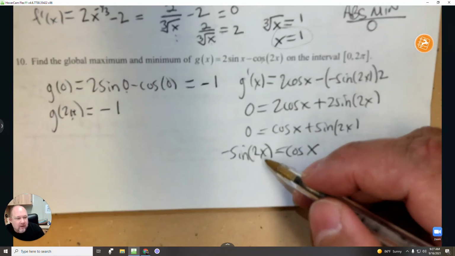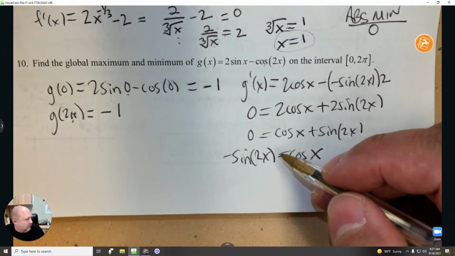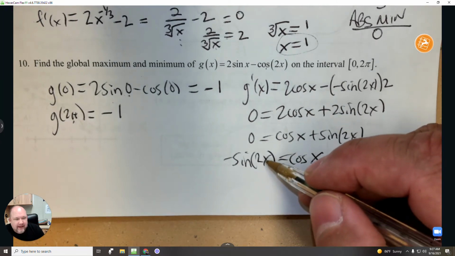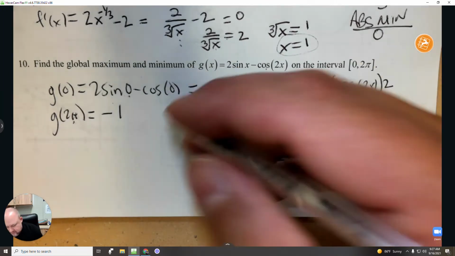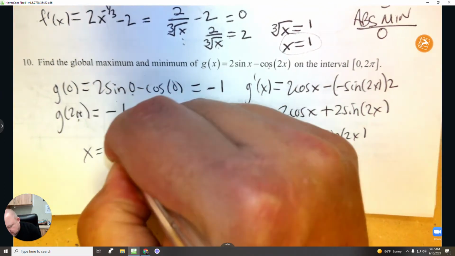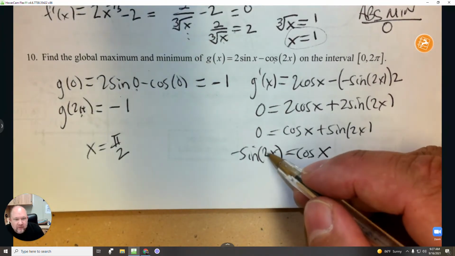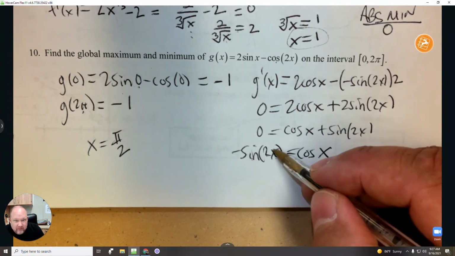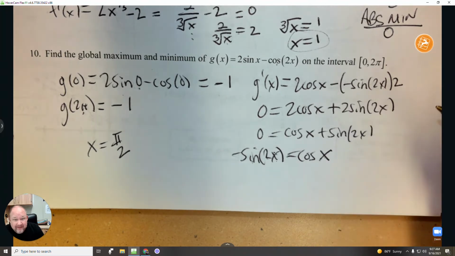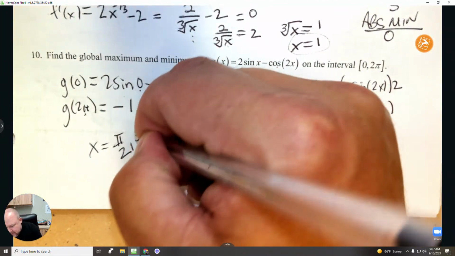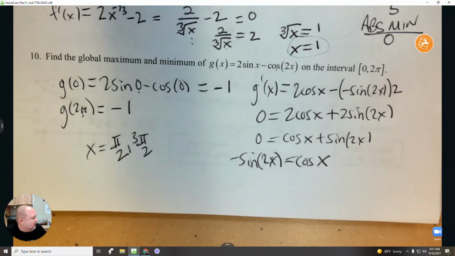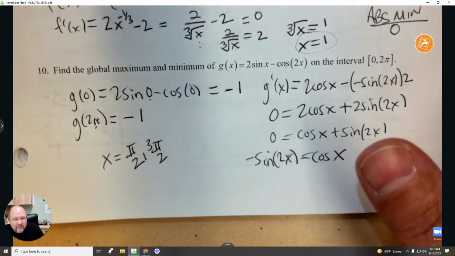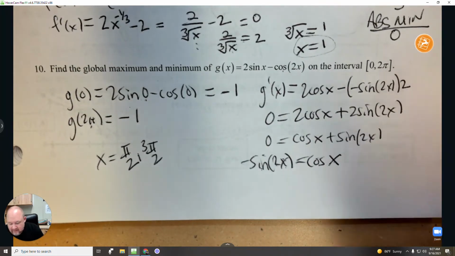So I need to know at what values they would be equal to each other. At pi over 2, two times pi over 2 is just pi, and the value of sine at pi is 0, and the value of cosine at pi over 2, that's also 0. So at 3 pi over 2, it's going to be the same thing. And then we're going to test those values out. Those are the ones that will satisfy the equation.